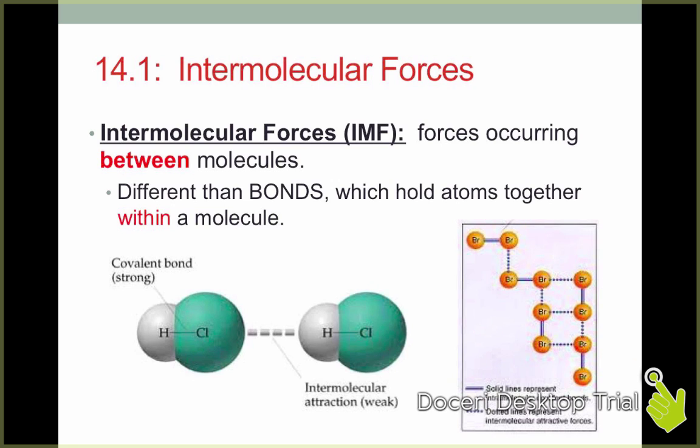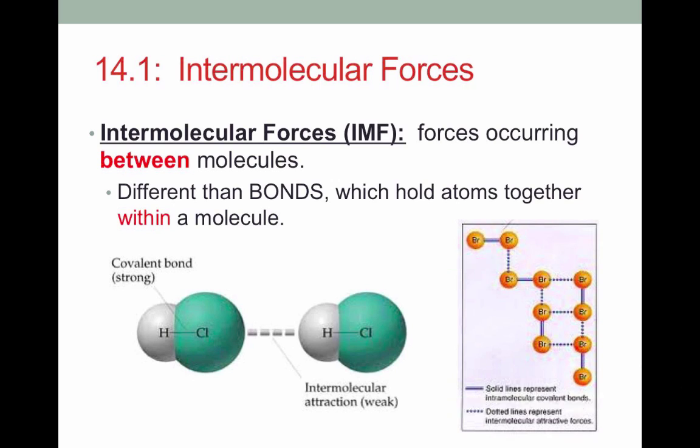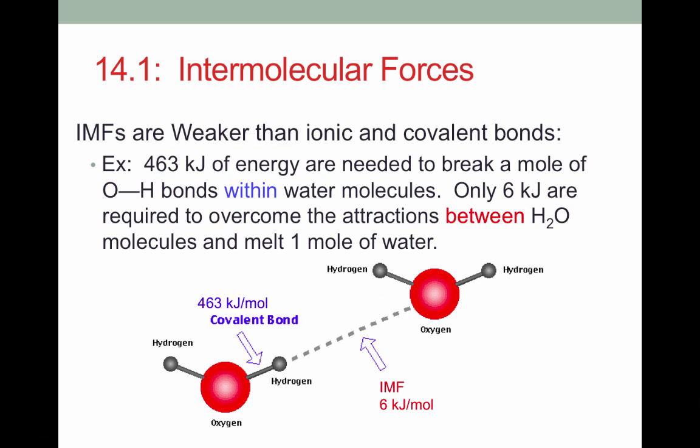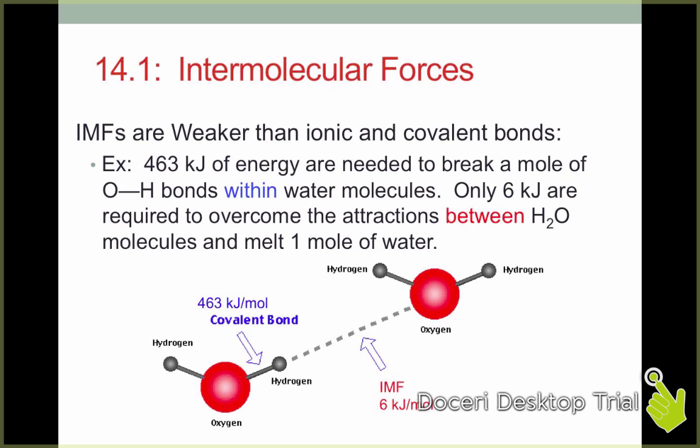On the other hand, we can find intermolecular forces represented as dotted lines. These dotted lines represent the forces between the molecules, from one Br2 to another Br2. These are the forces acting between one molecule and its neighboring molecules. It's important to note that intermolecular forces are weaker than ionic or covalent bonds.